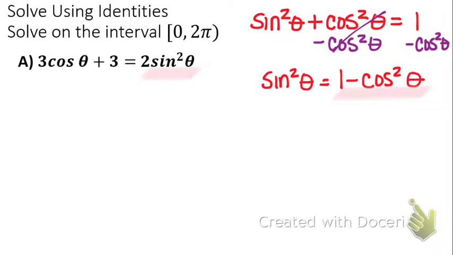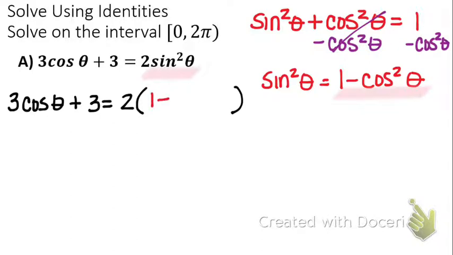So this is what we're going to have. We're going to have 3 cosine theta plus 3 equals 2, because I need to write this in terms of either all sine or all cosine. Now, in that parentheses, I want you to put in 1 minus cosine squared. So this 1 minus cosine squared is going to drop right here.